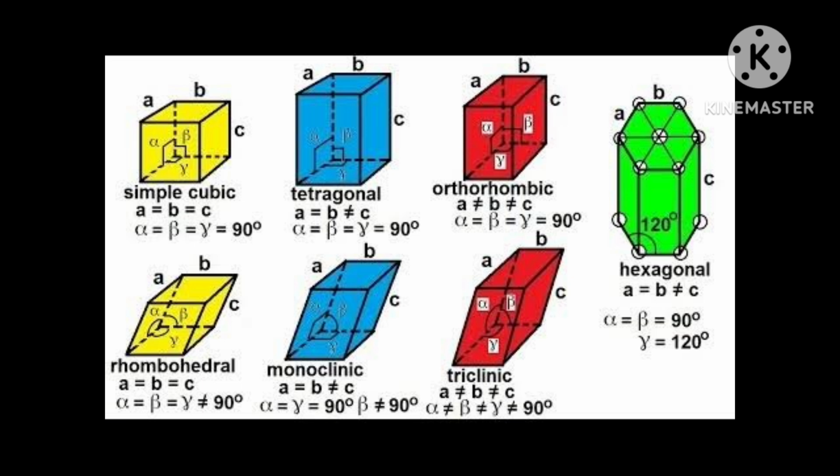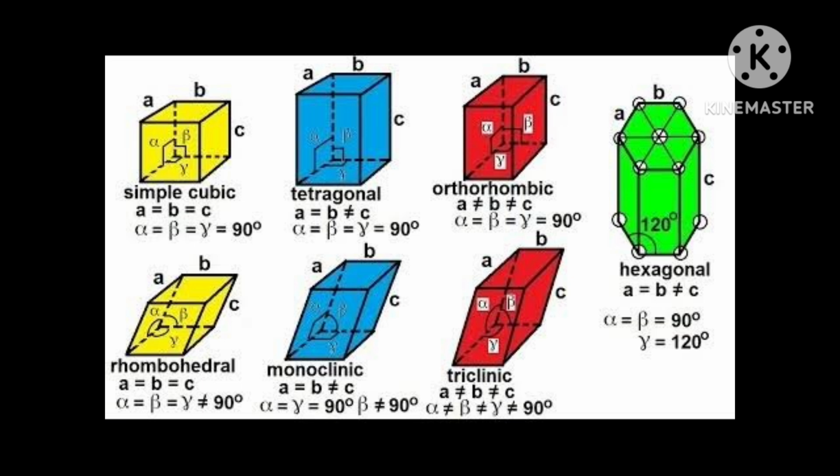Then see the differences. Now in these three you have seen angles are equal, meaning 90 degrees in all three cases. Only the sides are differing. In orthorhombic, A is not equal to B, B is not equal to C. Sides are not equal, but angles are equal.